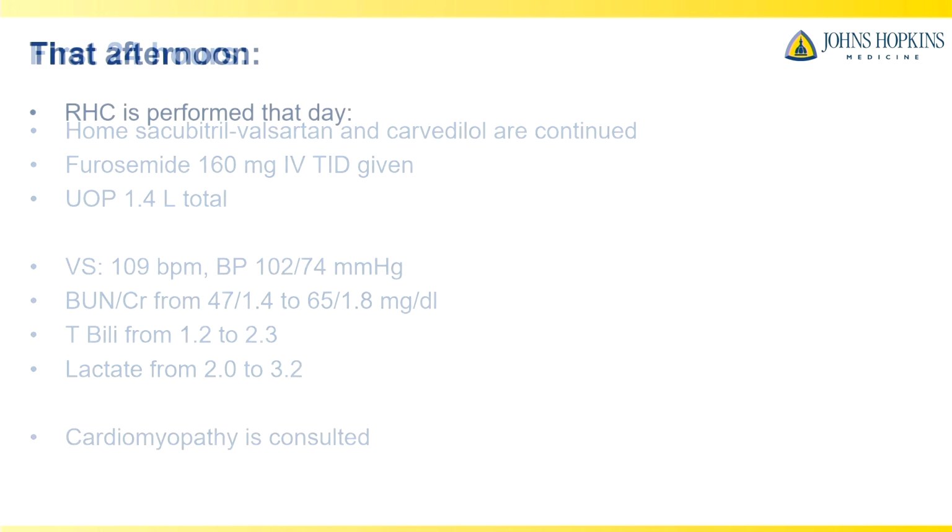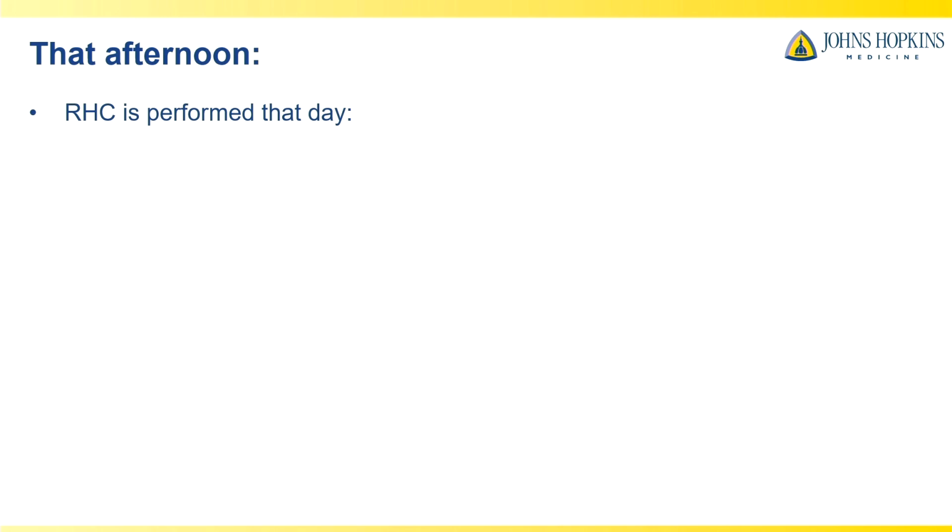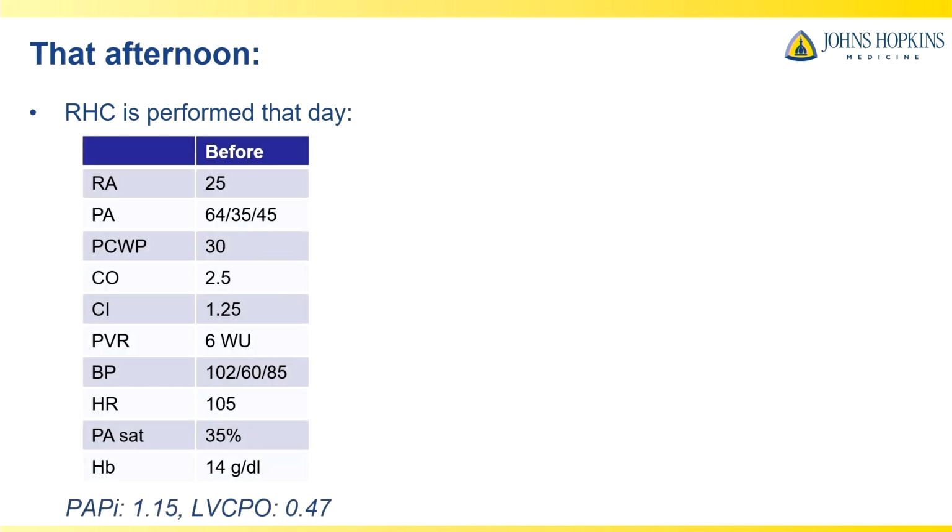Then we get called, and we recommend a right heart catheterization, and here are her numbers. They are not pretty. RA pressure 25, wedge 30. Her index is 1.25 with a PVR of 6. That's her blood pressure and heart rate, same as on the floor. But you can see that she's very tachycardic and doing a lot of peripheral oxygen extraction to make up for the fact that her stroke volume is pretty abysmal.